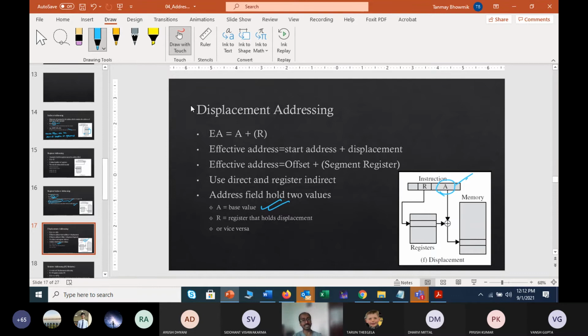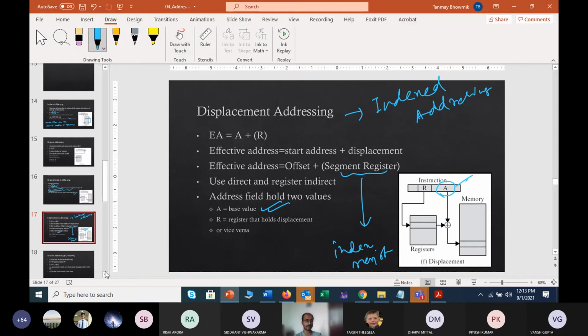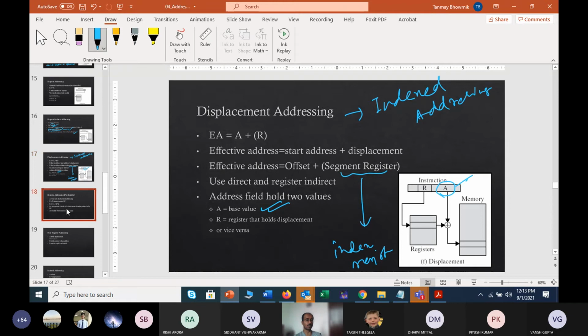Now, sometimes this same addressing mode is mentioned as indexed addressing, when the segment register is specifically termed the index register. You will get this example when we touch the numerical problem, but keep in mind that index addressing and displacement addressing are almost equivalent. Okay, so now we can move to the next part.